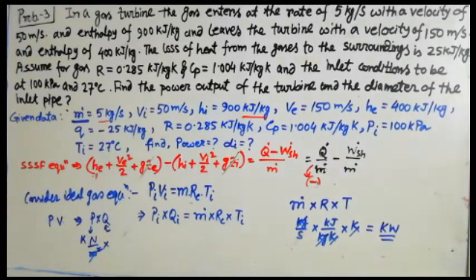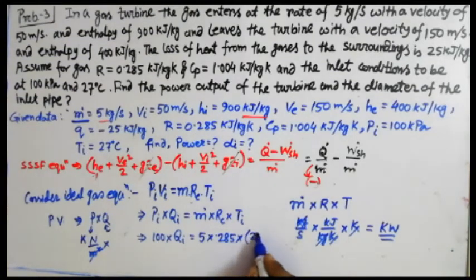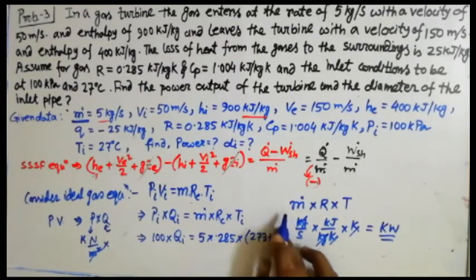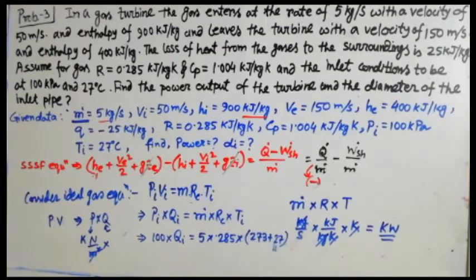Why can we write this? It is now clear to us. The initial pressure is given, 100 kPa, in kPa unit, so there is no issue with the unit because pressure is required in kilopascal. Qi we have to find. Mass flow rate is given as 5 kg per second, R is given as 0.285 kilojoule per kg Kelvin, and the temperature at inlet is given as 27 degrees centigrade, which should be considered in Kelvin. So 273 plus 27 gives 300.